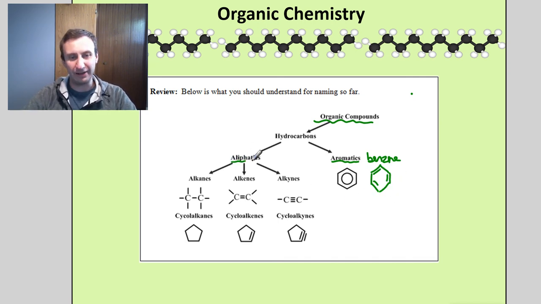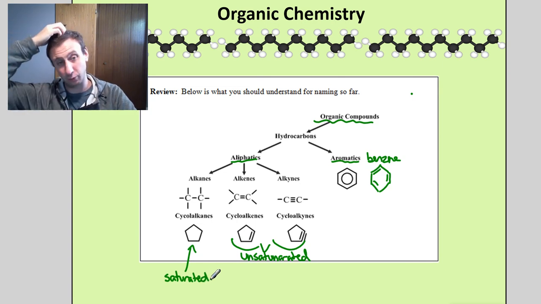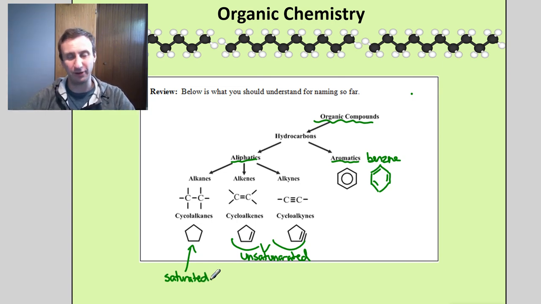For aliphatics, I have 3 different types: alkanes or cycloalkanes, alkenes or cycloalkenes, and alkynes or cycloalkynes. Alkenes and alkynes are unsaturated, which means that I can react these with hydrogen or other stuff in order to do addition reactions. You're going to learn about that in the next lesson. And when I have cycloalkanes or alkanes, these are considered saturated, which means that I cannot do addition reactions with them. Nothing else can add because all of the carbon-carbon bonds are single bonds already.